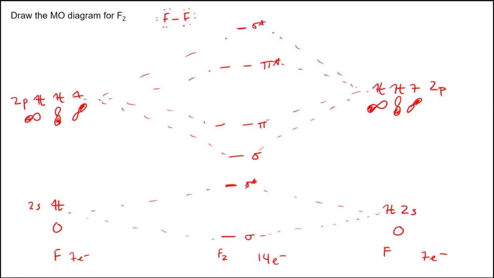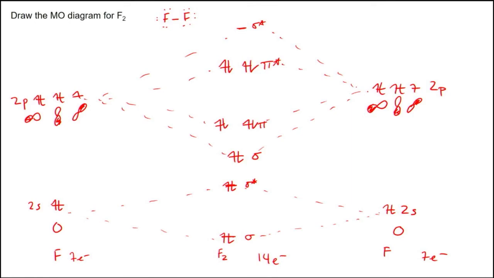If we take those 14 and start filling them in, following the Aufbau principle, Hund's rule, and the Pauli exclusion principle, we have 1, 2, 3, 4, 5, 6, 7, 8, 9, 10, 11, 12, 13, 14, right? And so we filled it all the way in. We fill in the sigma bonding orbitals, one of the sigma antibonding orbitals, and then the pi bonding orbital and the pi antibonding orbital. That right there is the molecular orbital diagram. So if that was what the question is, you're done.